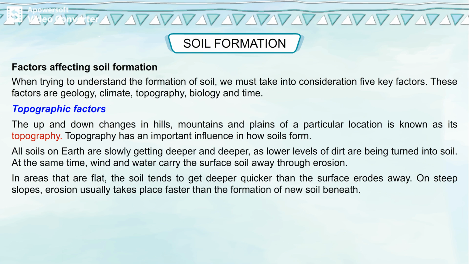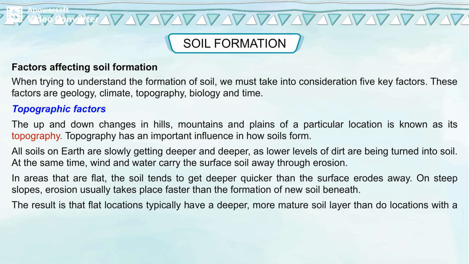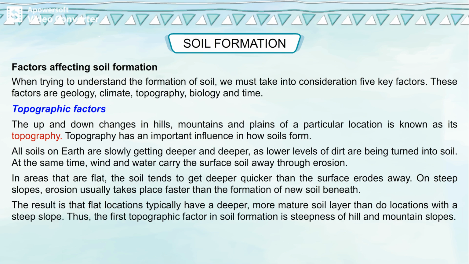On steep slopes, erosion usually takes place faster than the formation of new soil beneath. The result is that flat locations typically have a deeper, more mature soil layer than do locations with a steep slope. Thus, the first topographic factor in soil formation is steepness of hill and mountain slopes.